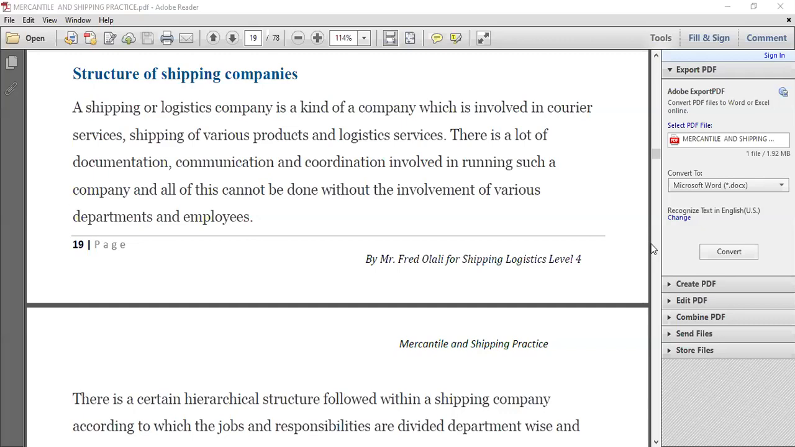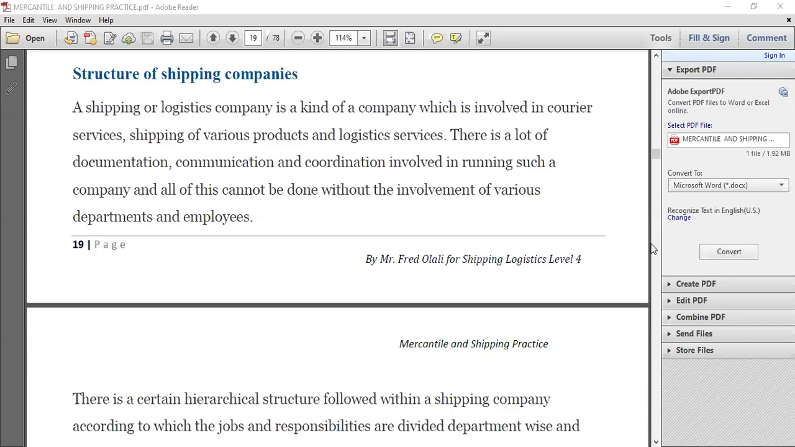Just like any other business, normally we have what we call the hierarchy of an organization, which shows the leadership structure right from the top up to the lowest person in that particular company. So a shipping or a logistic company is a company which is involved in courier services, shipping of various products and logistic services.